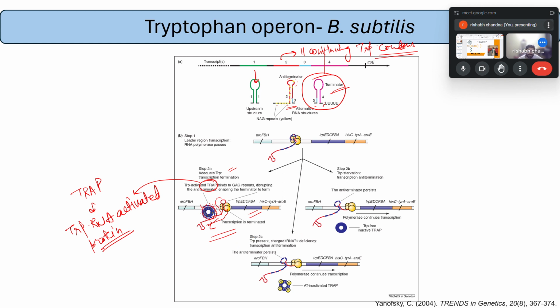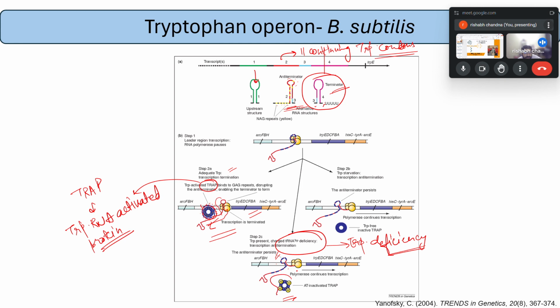What happens if there is a deficiency in the tRNA containing tryptophan, because of the tryptophan deficiency? In that case, the anti-terminator, this 2 and 3 sequence, persists and the 3 and 4 sequences are not formed. And what will happen? This anti-terminator basically binds to the TRAP protein also.